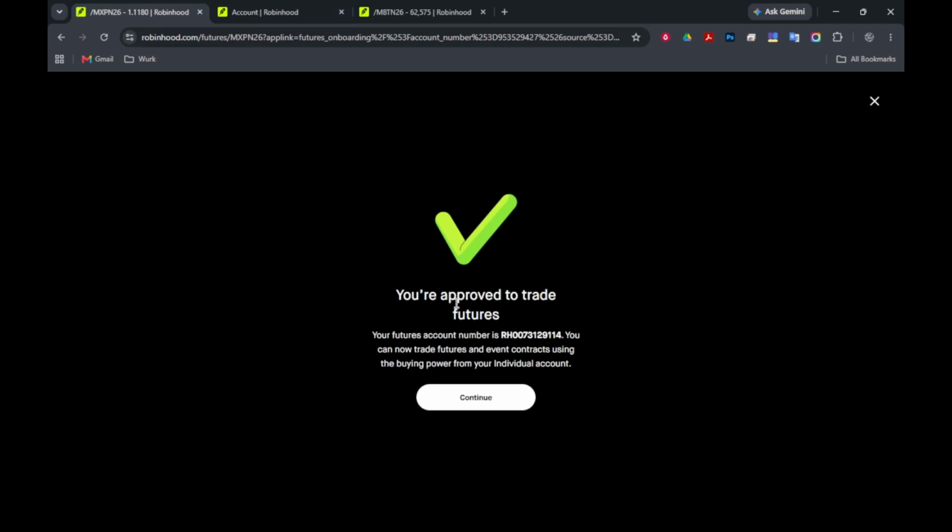And there you have it. By following these steps, you'll be well on your way to trading futures on Robinhood. Remember, while futures can offer exciting opportunities, they also come with significant risks. Always trade responsibly and within your means.